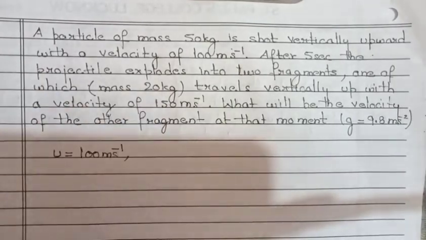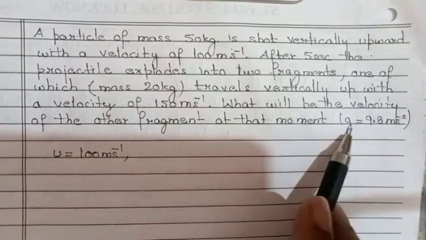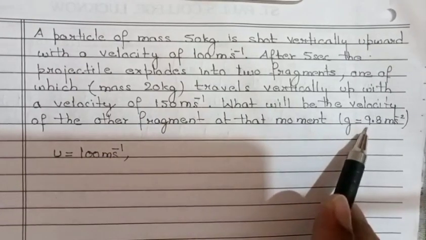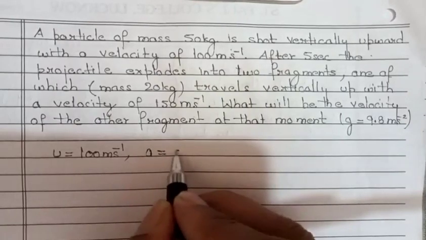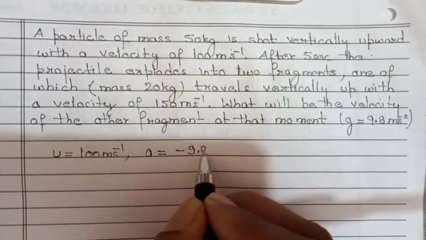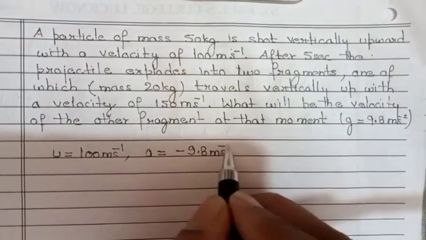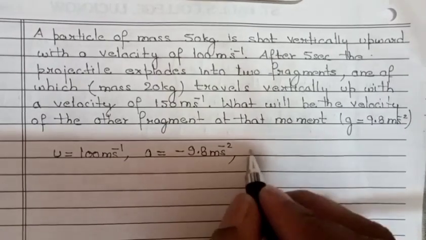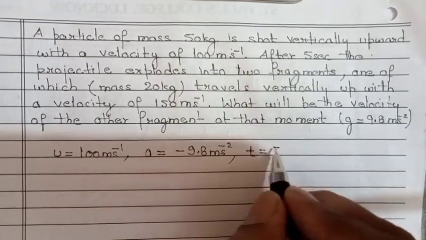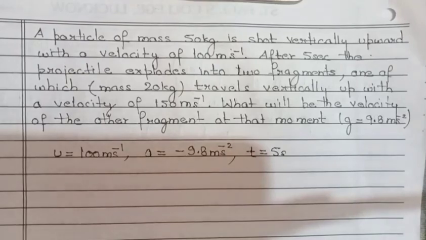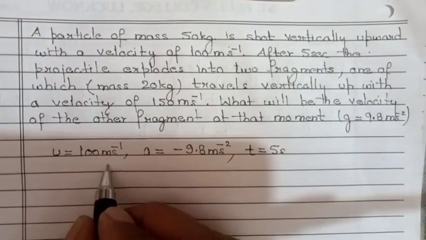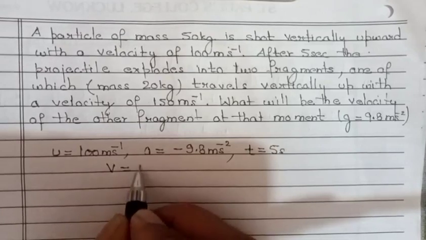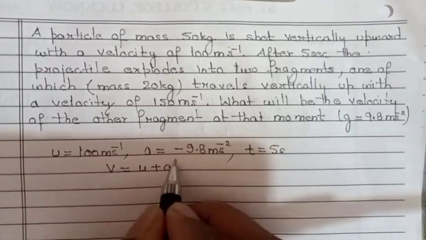As the particle is moving in the upward direction, so it will be having retardation, and that will be equal to negative 9.8. So retardation negative, and time is 5 seconds. So from here, first of all, we will find what will be the velocity when it explodes. So v is equal to u plus at.